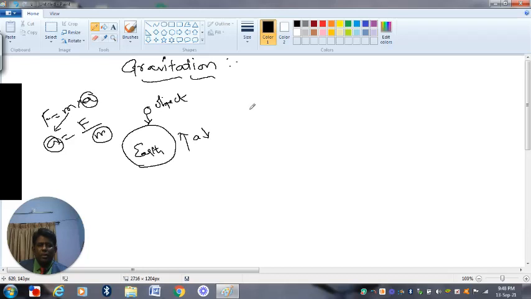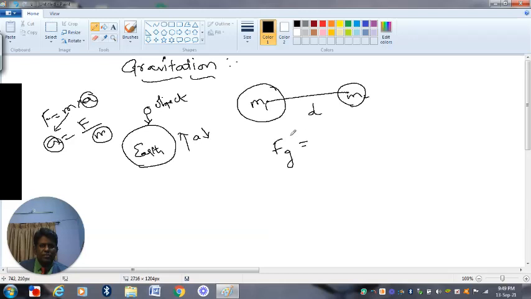To analyze that, I am going to take two different objects. This is object 1, that is mass 1, and this is object 2, that is mass 2. These two are separated by a distance. We have to take the distance between the centers, not to the surface of the two objects. Okay, these are separated by a distance d. Therefore, whenever two objects are separated by a distance, these two have an attractive force. That force is called the gravitational force, Fg.